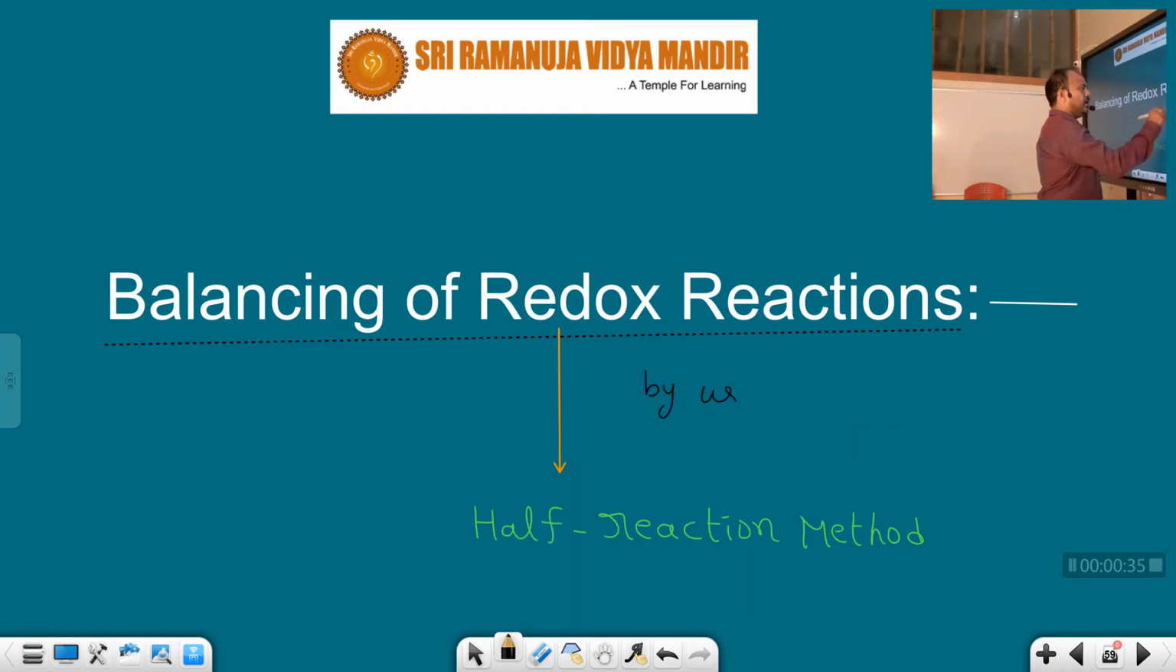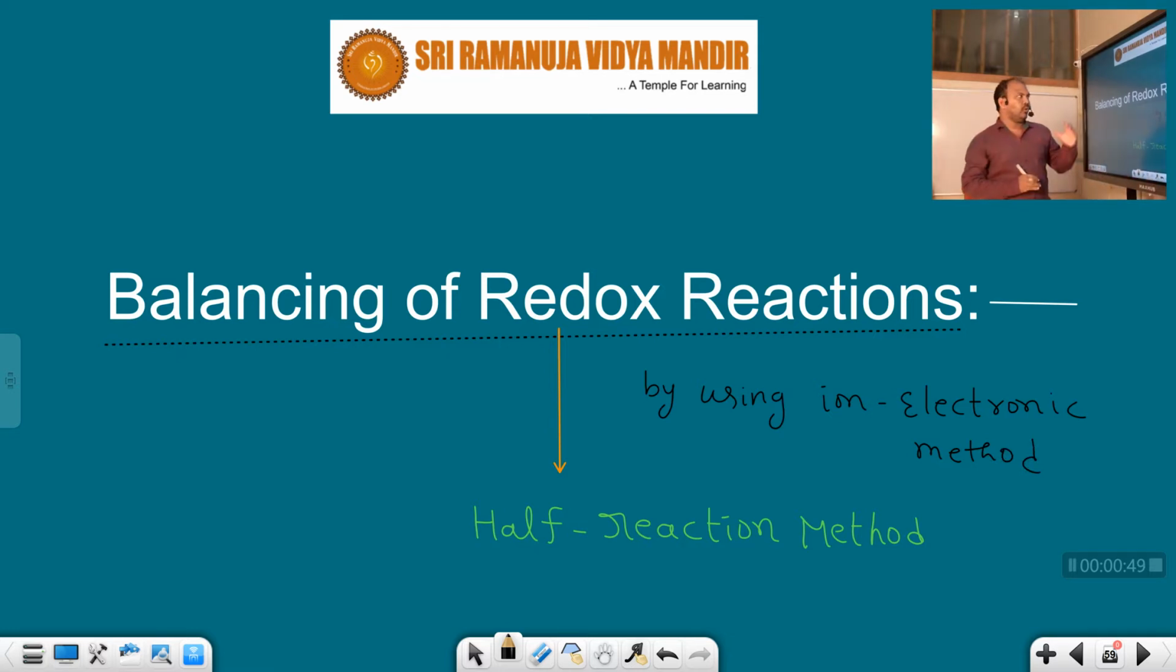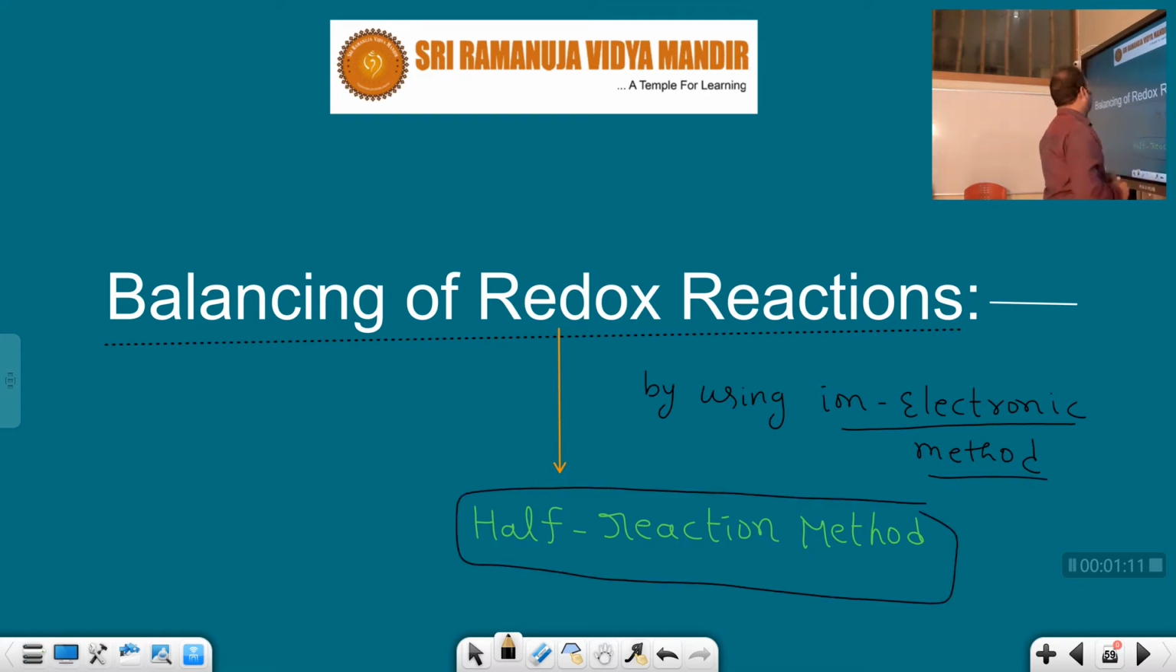By using this ion electronic method, we have to balance the redox reaction. What is a redox reaction? What is the definition of a redox reaction? The reaction in which both oxidation and reduction take place simultaneously is called a redox reaction. By using the ion electronic method or half reaction method, we have to balance the redox reaction.